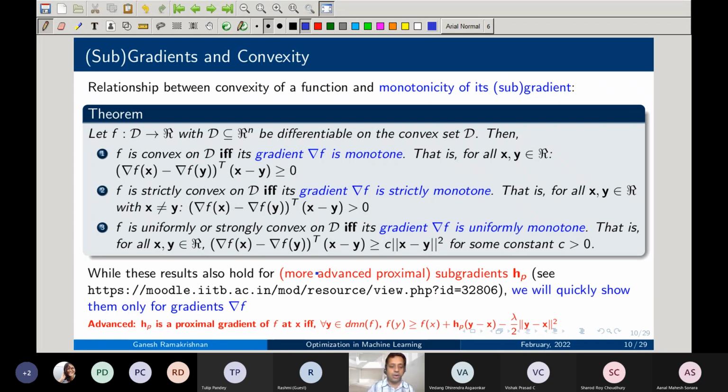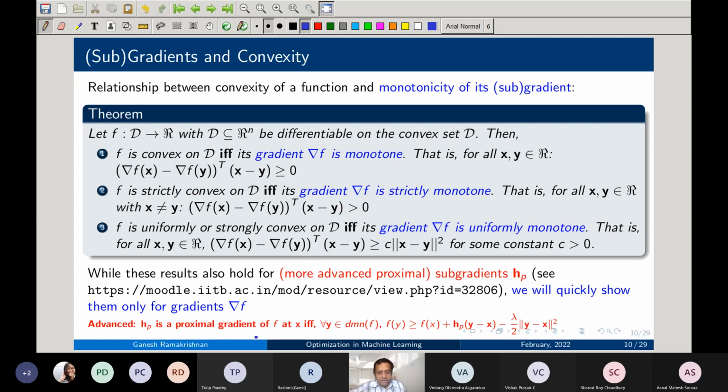Based on this, now you can come up with a subgradient notion of convexity in terms of monotonicity. f is convex if and only if the gradient is monotone. You can talk of subgradients also, but strict monotonicity becomes a tricky thing. These also hold in general for subgradients. We'll quickly show them only for gradients. We can do it for subgradients, but as I said, it's tricky.